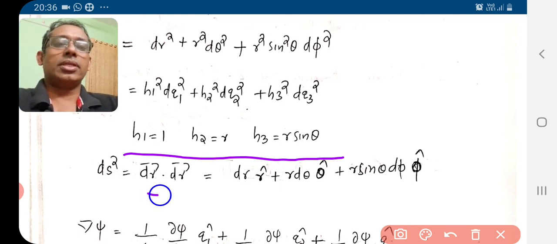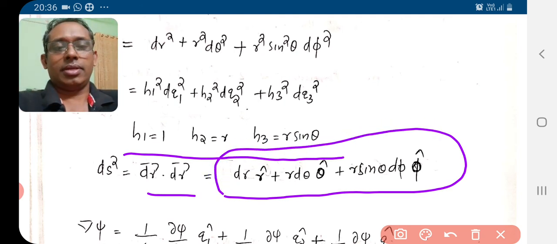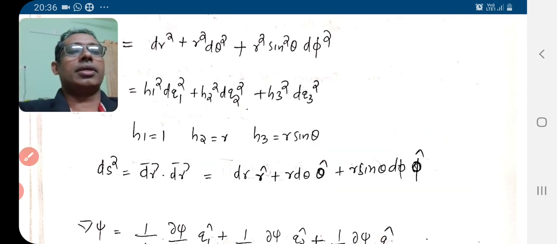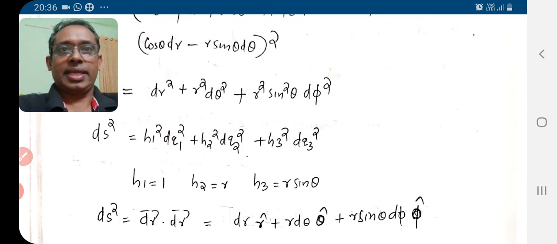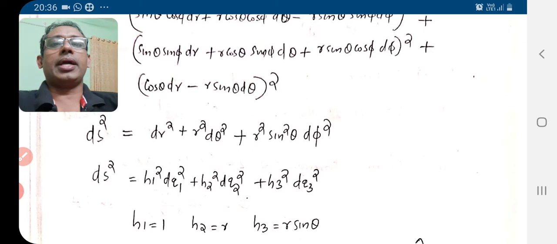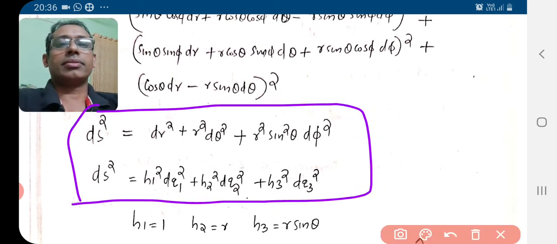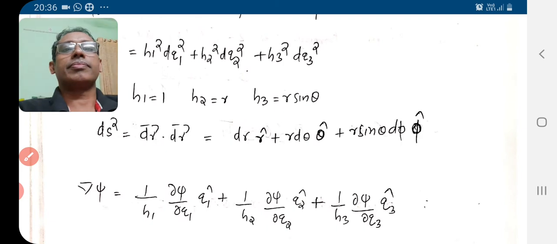ds² is dr dot dr, that is given by this. Okay, ds² is given by dr dot dr, that is dr r̂, r dθ θ̂, r sin θ dφ φ̂. So the scale factors we have got by comparing these two. What is it? h1 is 1, h2 is r, h3 is r sin θ.